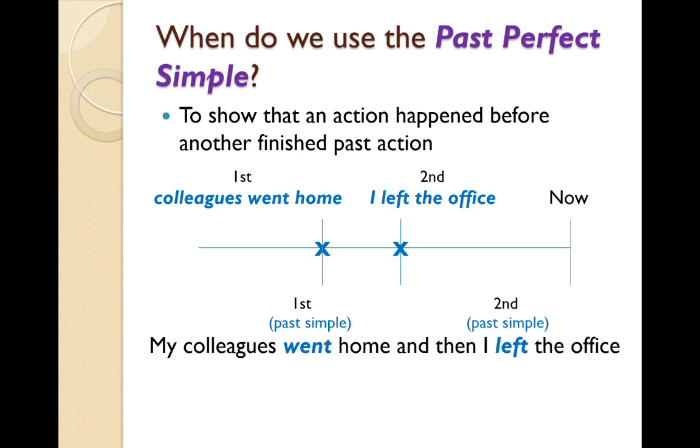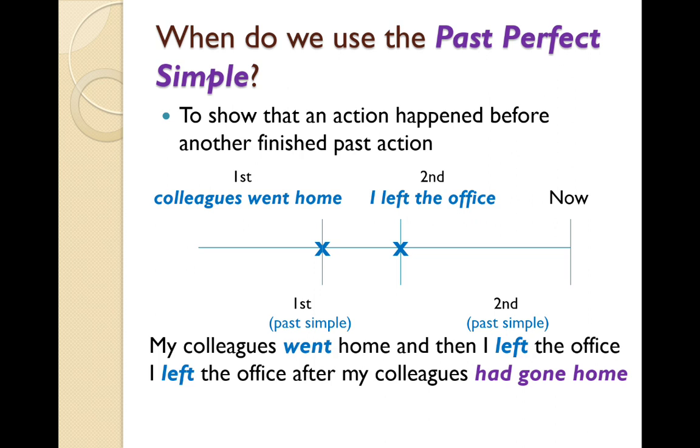But if we want to start the phrase with the second action, like this, I left the office after my colleagues had gone home. Then we use the past simple for the second action and the past perfect for the first action, and in this way the past perfect shows us that although the action appears later in the phrase, it actually happened first.